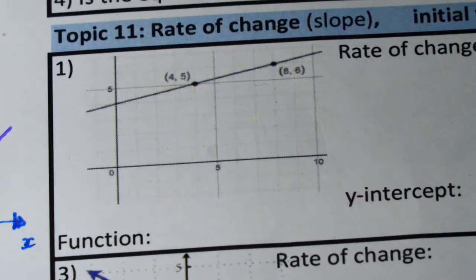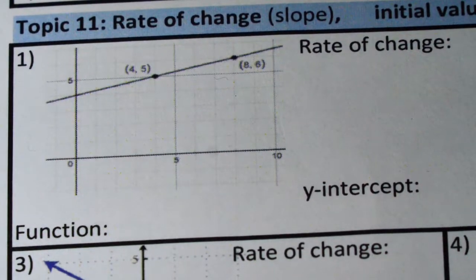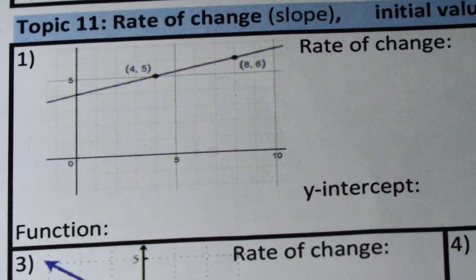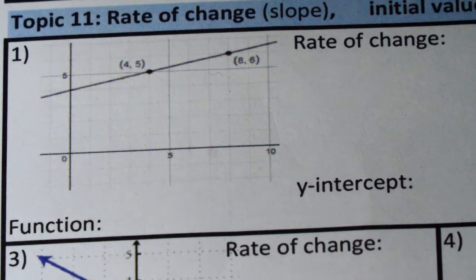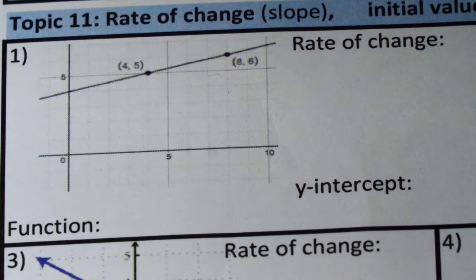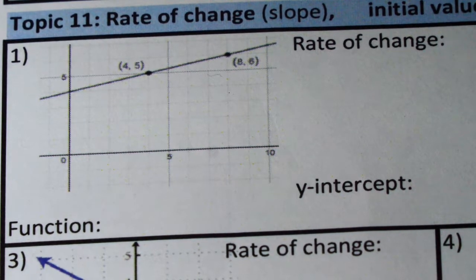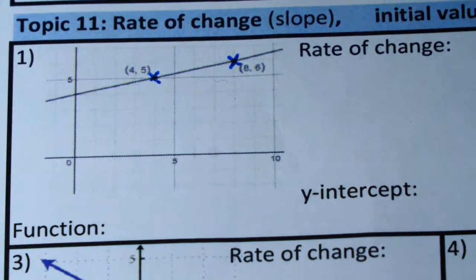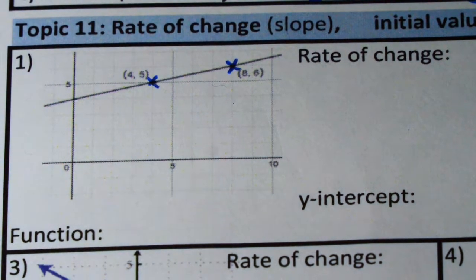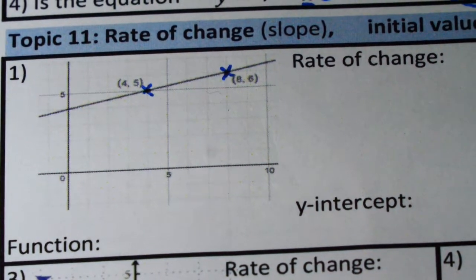So how do we find the rate of change on a graph? The first few questions we're looking at are graph questions. So what do we have to do? First, we have to pick 2 points. We always find the rate of change or the slope from 2 points. So on my graph here, I have 2 points, this one and this one.